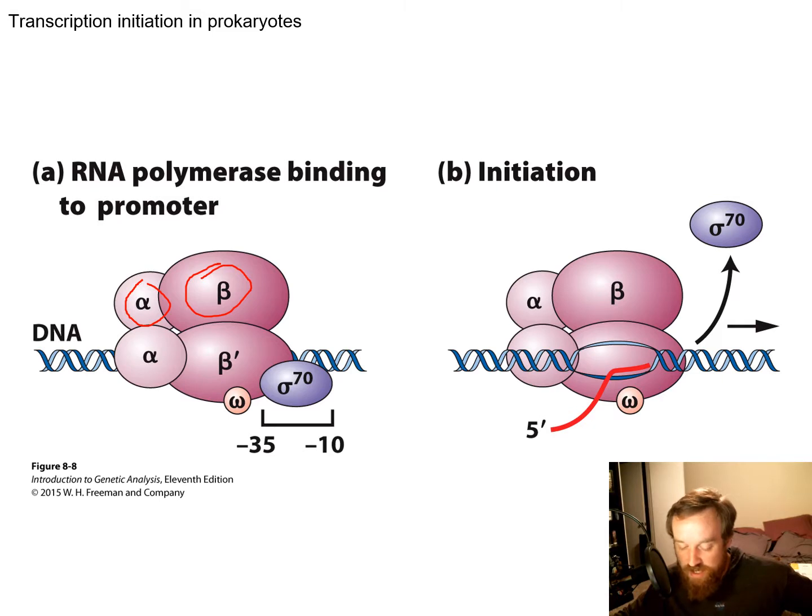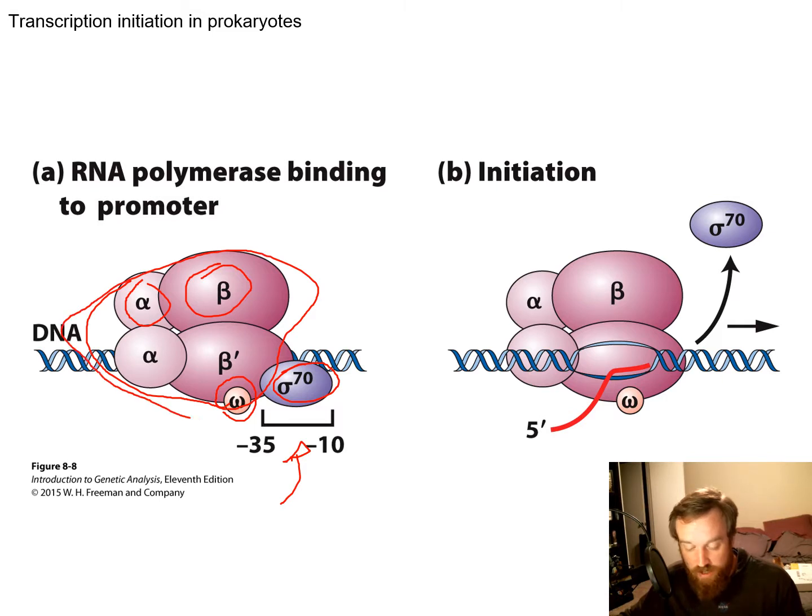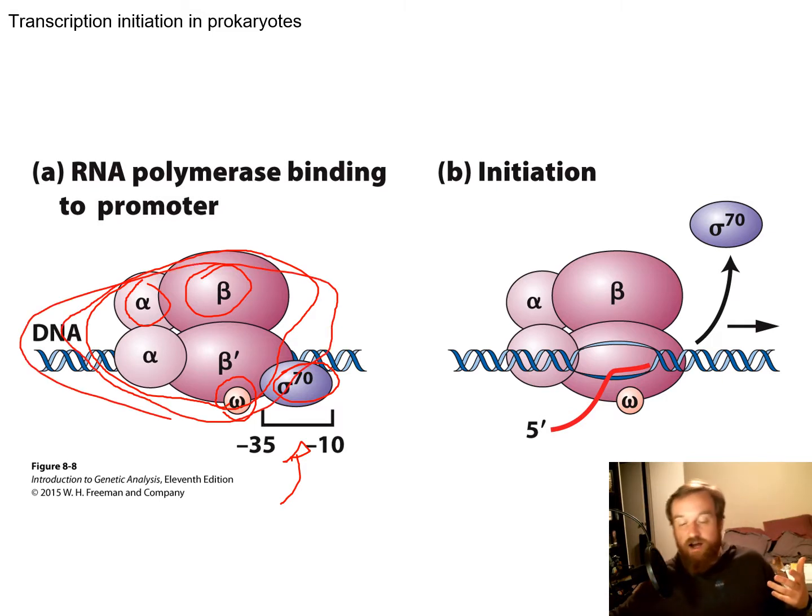We have this omega subunit, and this is a component that regulates. It's kind of like an on-off switch for turning transcription on and off. And then lastly, we have this sigma subunit, sigma 70 it indicates here. And as you can see, this is the component that is actually binding to that promoter region, the -35 and the -10 unit.